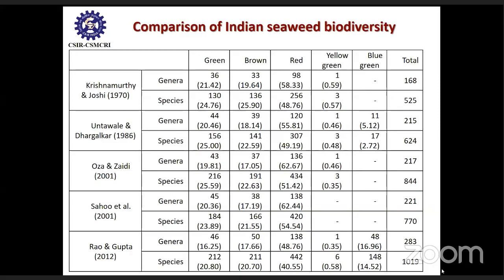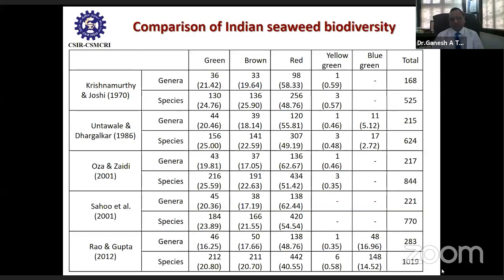And after that, in year 2001, 2 checklists were published. One is again by our own organization by Dr. R.M. Oza and Dr. S.H. Jayadi, and it's called Revised Checklist of Indian Coast, and reported 844 species. At the same time, Professor Sahu of Delhi University has come up with Indian seaweed checklist, and it includes 770 species.